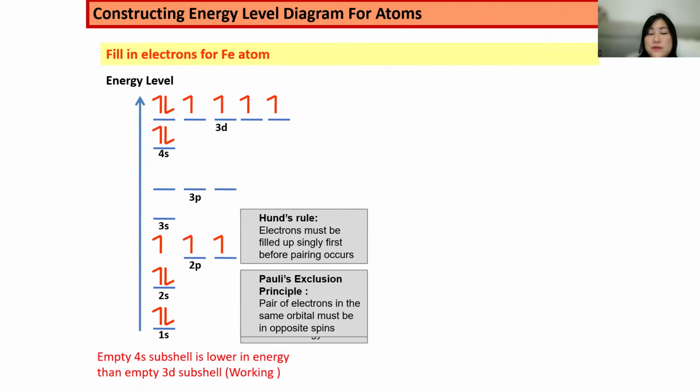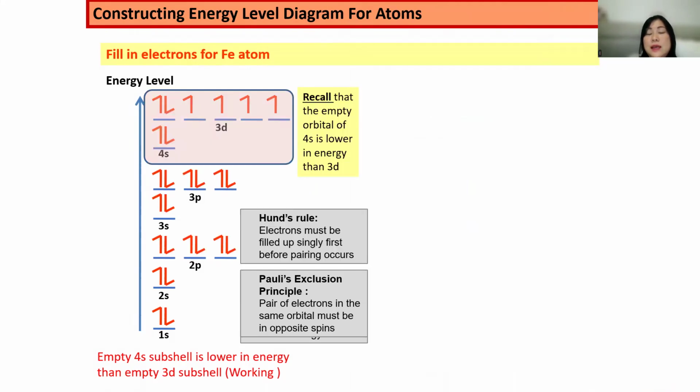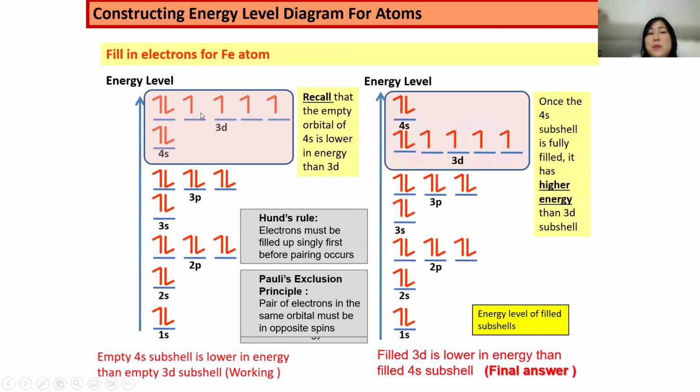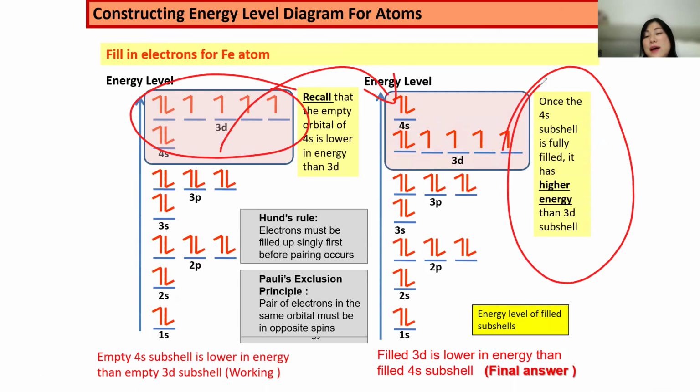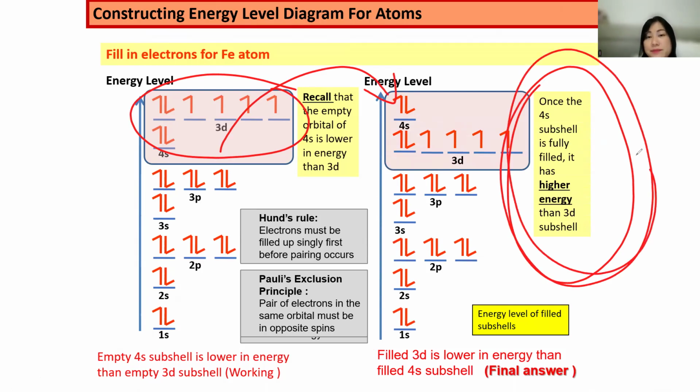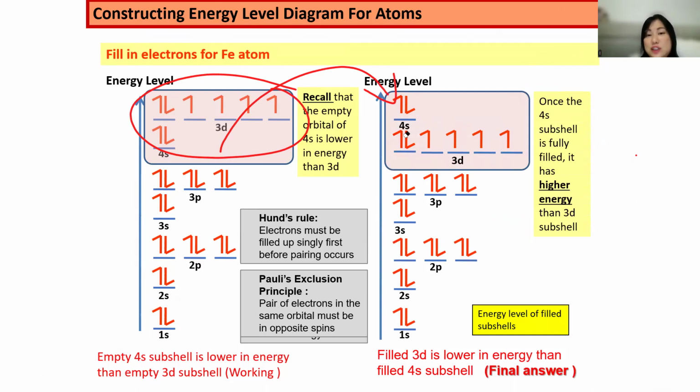And then the third shell gets filled up, and we fill 4s first, then we fill 3d. Remember, when it's empty, 4s is lower energy than 3d, so we fill 4s first. But after filling electrons inside, what will happen? The moment electrons are inside, 4s will have higher energy than 3d. So when we lose electrons, we always lose from the highest energy orbital first, so we lose from 4s first.